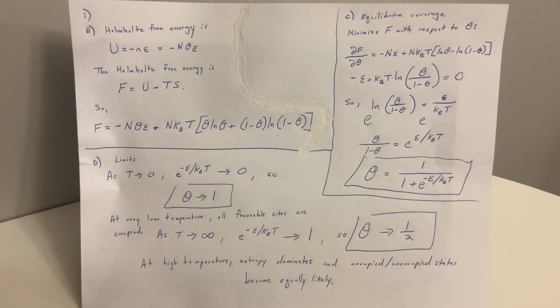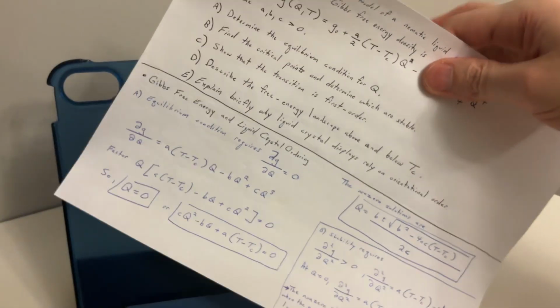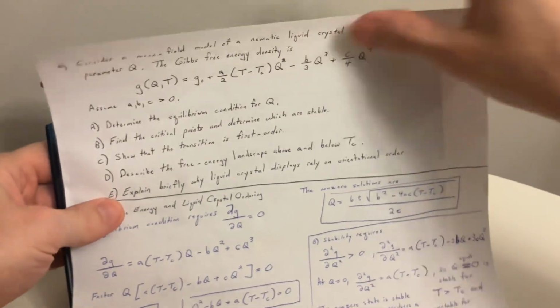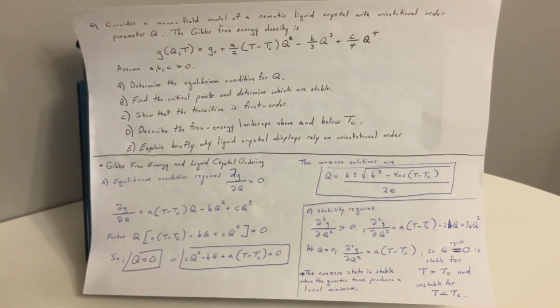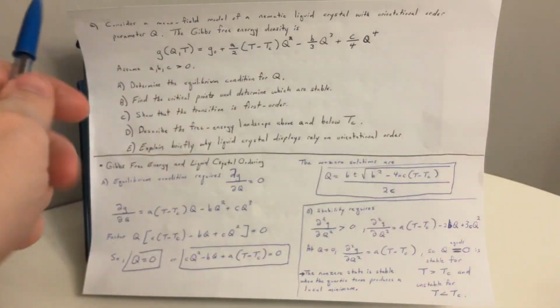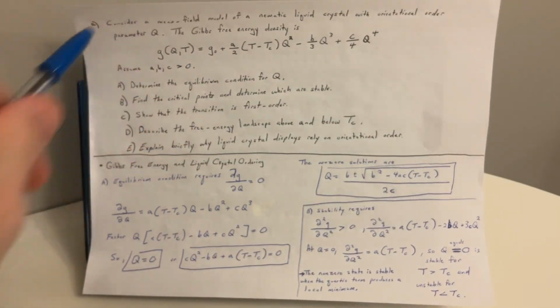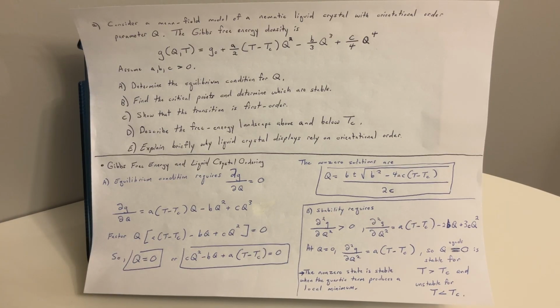Okay, so that's for that one. That's number 1. Let's move along to number 2. Again, I'm going to go through this at a relatively quick pace. Okay, let's see. So here we want to consider, it says, consider a mean field model of a nematic liquid crystal with orientational order parameter Q.